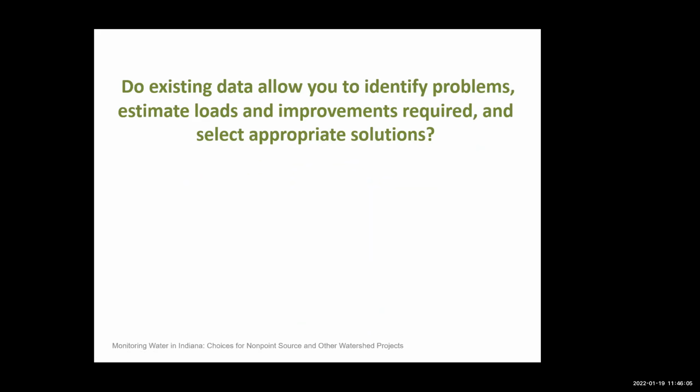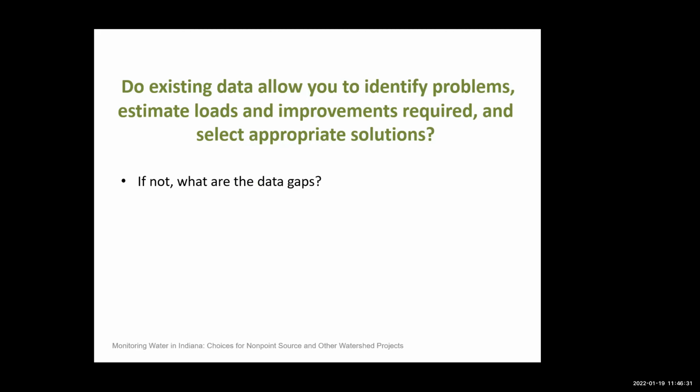So the question is, once you've pulled together and seen what there is, do the existing data allow you to do those wonderful things that you listed early on? Identify problems. Nobody listed estimate loads, but that's often what watershed groups need to do. Evaluate what improvements are required and select appropriate solutions. And I would add, do education and look at trends and all the other things.